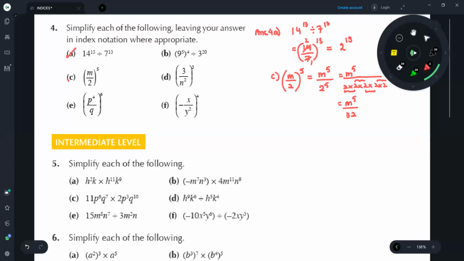Yes or no? Yes, sir. Next, part D. It says 3 over n square whole cube. So this whole cube applies to both the numerator and the denominator. So 3 cube means 3 into 3 into 3, 27, over n. The power of n is 2. The whole power is 3. So we multiply the powers. That's going to be n to the power 6. Yes or no? It's going to be 27 over n to the power 6.